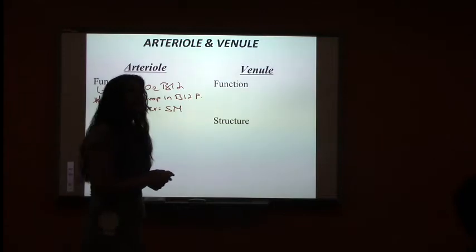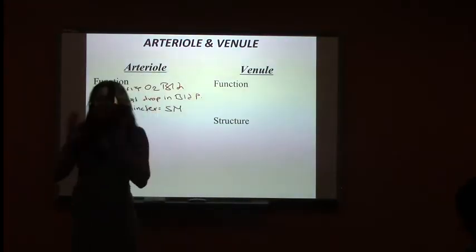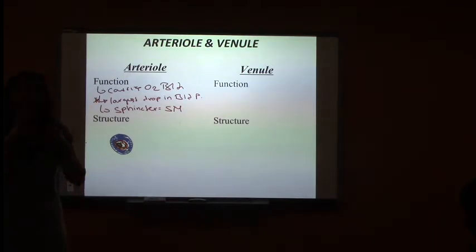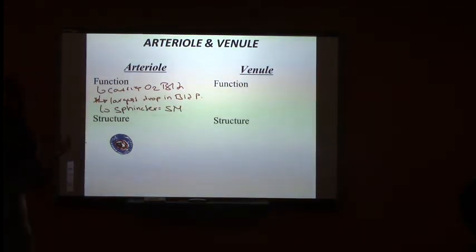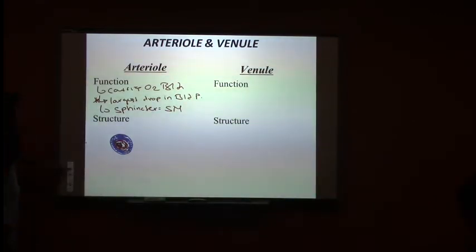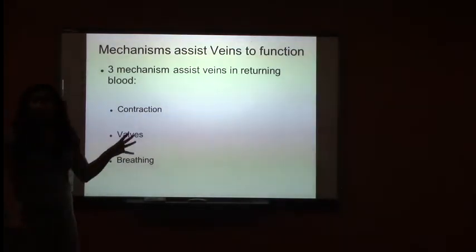A venule and a vein exactly look the same in structure. The only difference is that a venule is much smaller. Therefore, all of the layers are much smaller in proportion. Does that make sense? But otherwise, it looks exactly the same. Okay. I'm going fast because with the heart, there's a lot of stuff to cover.